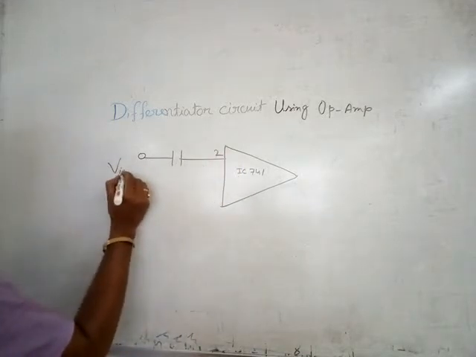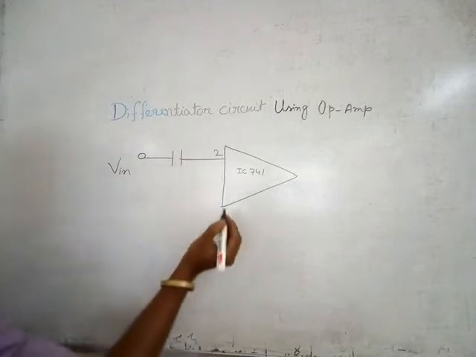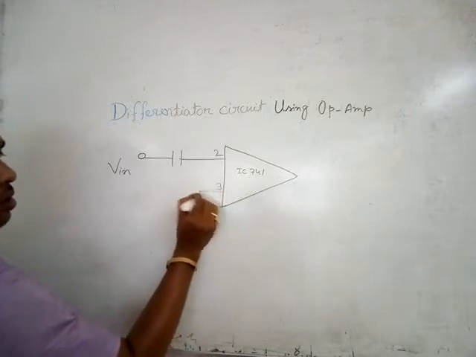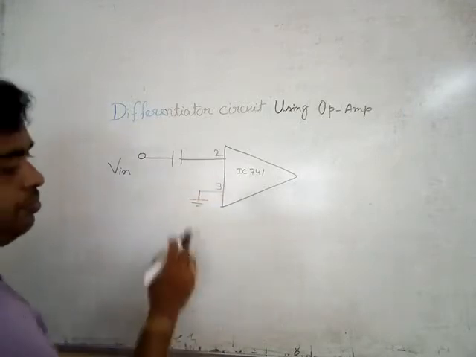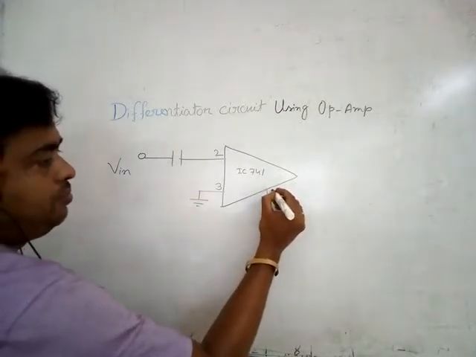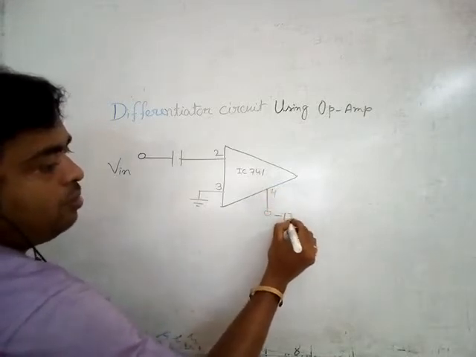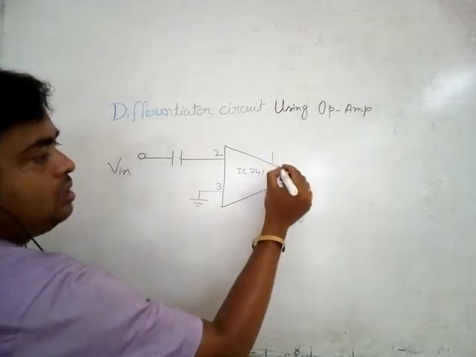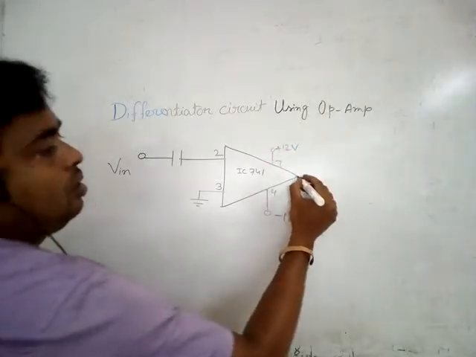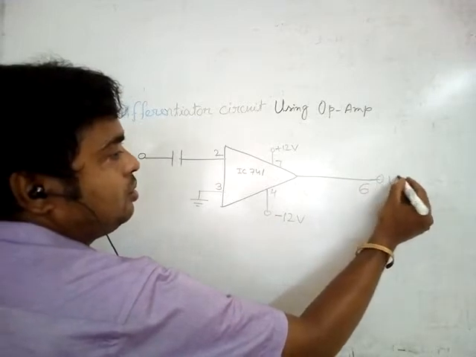This is V in, connected to pin number 2 of the OpAmp through a capacitor. Pin number 3 is connected to ground. Pin number 4 is minus 12 volt and pin number 7 is plus 12 volt. Output from pin number 6 is V out.